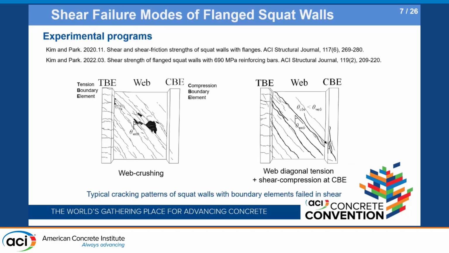For several years, we performed this kind of test for nuclear power plants. If you're interested, you can find 2 papers in ACI. We identified 2 typical failure modes for squat walls with boundary elements: web crushing on the left and diagonal tension. Particularly for diagonal tension, due to the relatively large horizontal, in-plane deformation of the web, you can see out-of-plane failure of the boundary elements, and we wanted to quantify the contribution of that part to the shear strength.